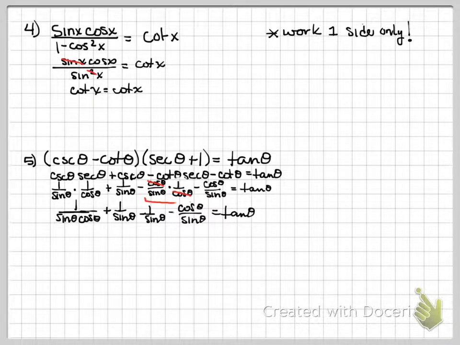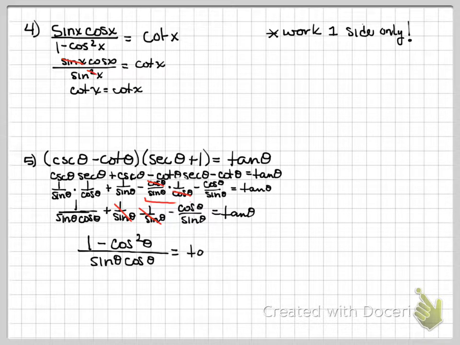Okay, my two middle fractions are going to subtract out. And so I'm going to be left with 1 over sine theta cosine theta minus cosine theta over sine theta. So we want to get a common denominator. The common denominator is going to be sine theta cosine theta. My first fraction already has that denominator, so my numerator doesn't change. Minus, I have to multiply the second fraction by cosine on the top and the bottom, and that gives me cosine squared. So now I have 1 minus cosine squared on top over sine theta cosine theta equals tangent theta.